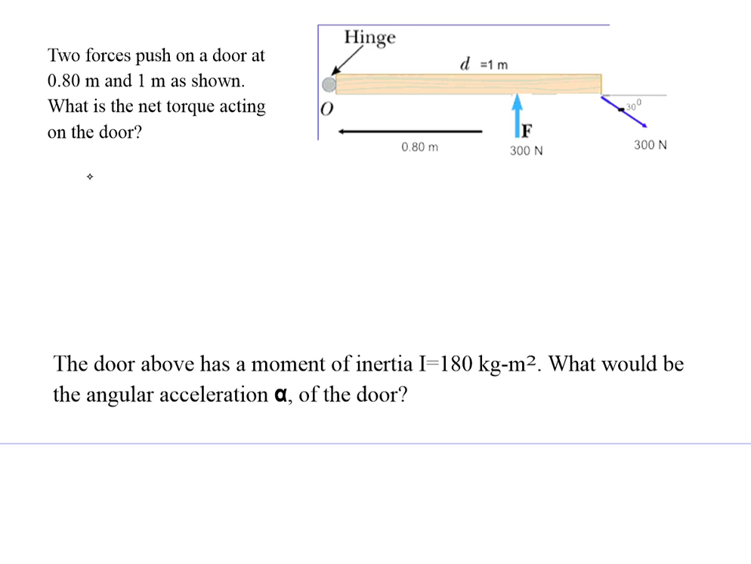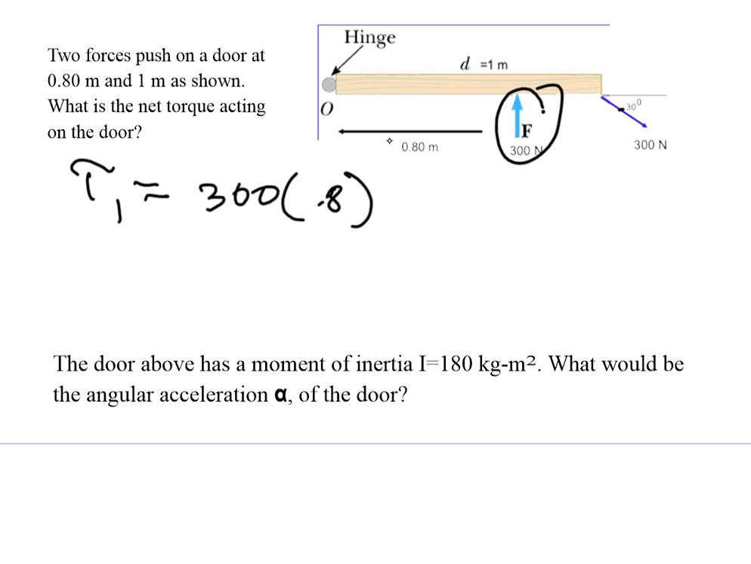Each force exerts torque. So the torque due to the first force, that one here, is just force times moment arm, which is 240 Newton meters.